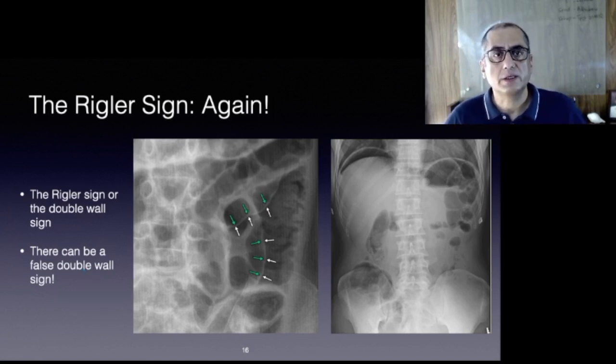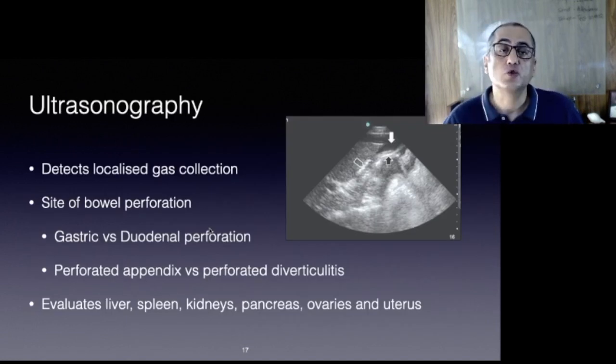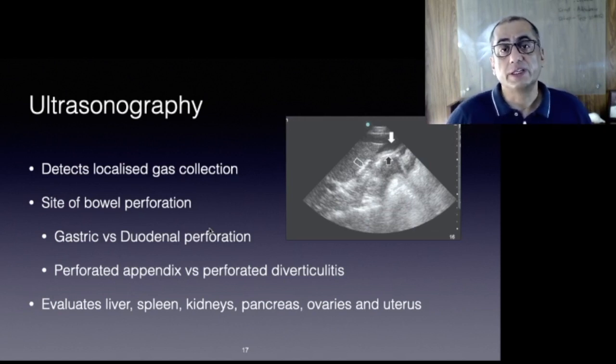Now, localized gas collection related to bowel perforation may be detectable on an ultrasound, particularly if it is associated with other visible abnormalities such as a thickened bowel loop. The site of bowel perforation can be detected by ultrasound. For example, it can differentiate between gastric versus duodenal perforation, perforated appendicitis versus perforated diverticulitis. Ultrasounds of the abdomen can also provide rapid evaluation of the liver, spleen, pancreas, kidneys, ovaries, adrenals, and the uterus.